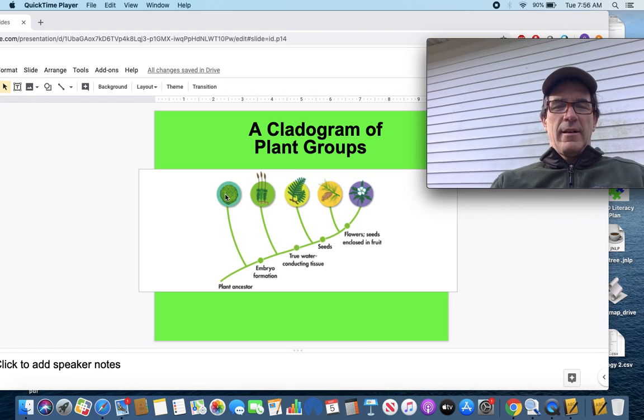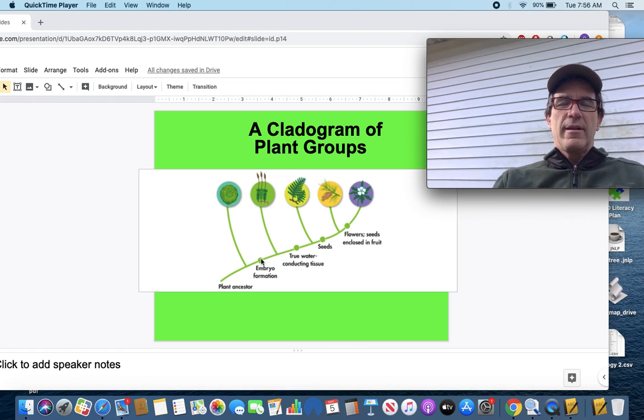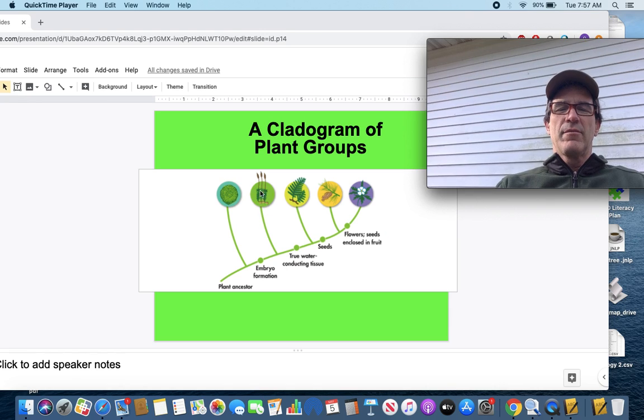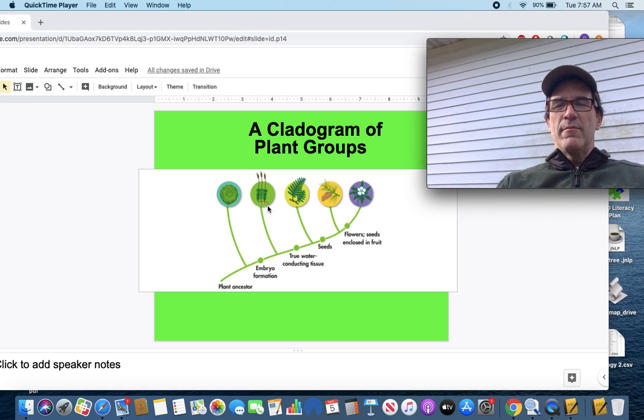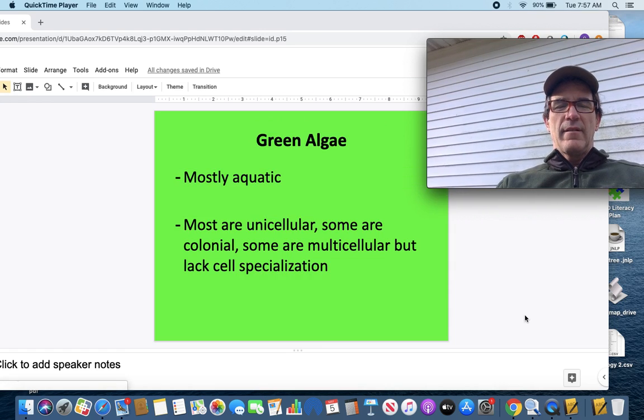But then we see the next derived character is embryos. Embryos are small little plants, okay? In other words, they have specialized structures. And this first group that we're going to look at today is the bryophytes, or in other words, the mosses and their relatives. And we're going to look at some of the structures they have, okay?